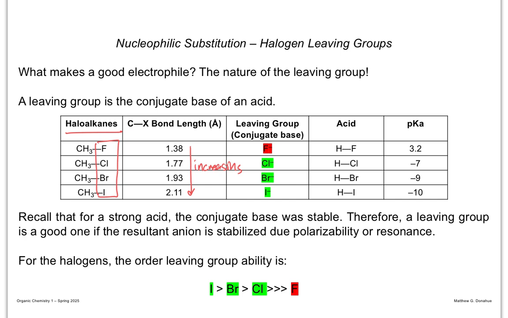And one of the ways of rationalizing that: why does the bond length get longer? Well, as you go down that group, you're adding more and more electrons, so that atom itself gets bigger. The carbon atom is staying a constant size, but the size of the atom it's bonded to is changing. So when you get to iodine, it's a really big atom, and so you have a bigger bond length.